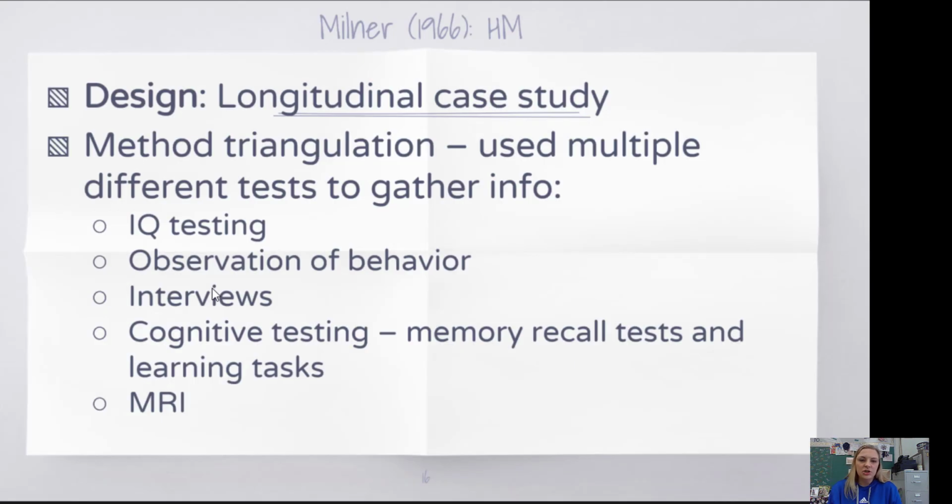So this was a longitudinal case study, which means that the study was done over the course of many years. And it's also method triangulation because there are multiple different tests that were used in order to gather information about HM. A reminder, a case study is when we're looking at one particular individual in depth over the course of time. And this is exactly what happened with HM.